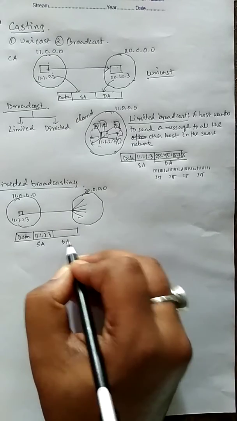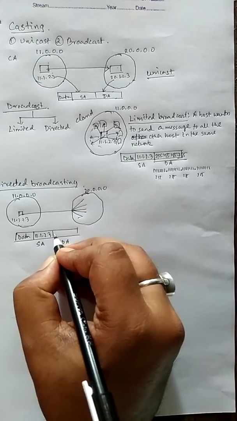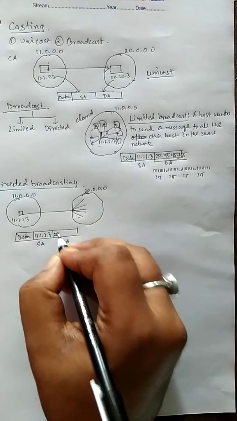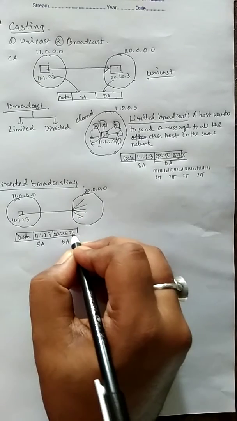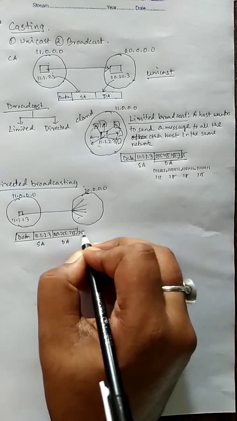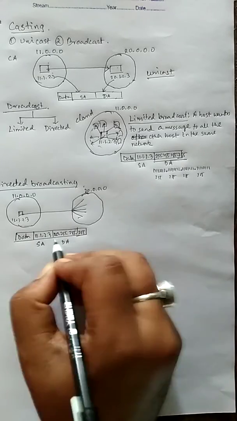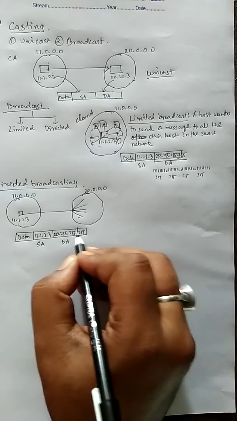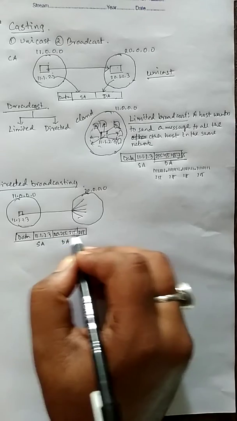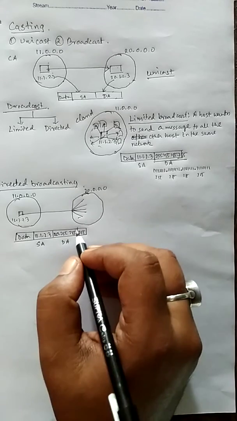So this is the source address. Now what will be the destination address? The destination address will be 20.255.255.255. This is the destination address for directed broadcasting.